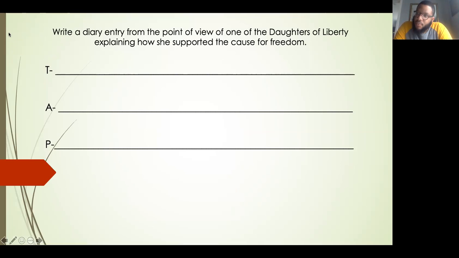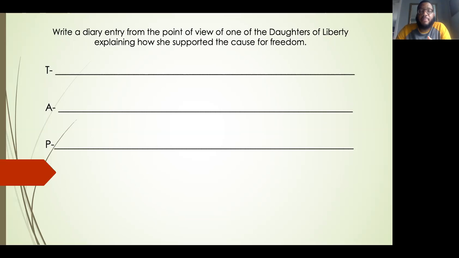So of course, the first thing we need to do is tap it out. Let's tap out this prompt. So of course, the T in tap stands for the topic. What exactly are they asking us to do? So they are asking us to write a diary entry from the point of view of one of the Daughters of Liberty, explaining how she supported the cause for freedom.